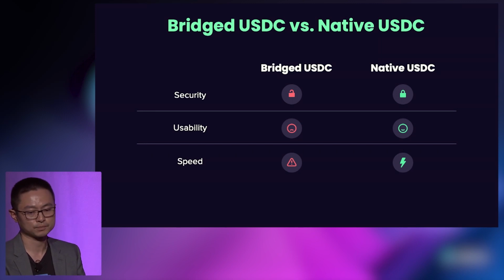Number 3 is speed. Traditional bridges sometimes could take days to unbridge assets, and this leads to liquidity ties to liquidity of users.